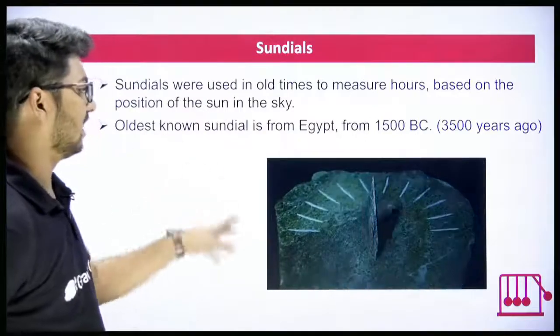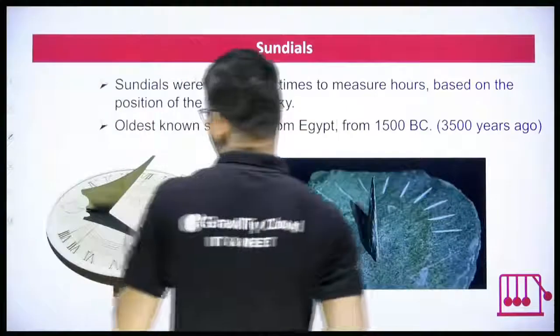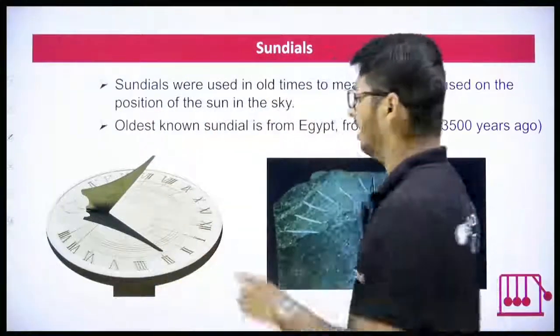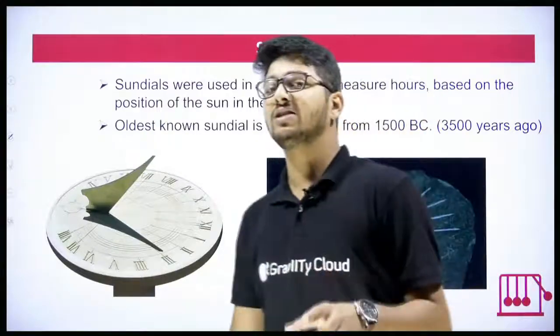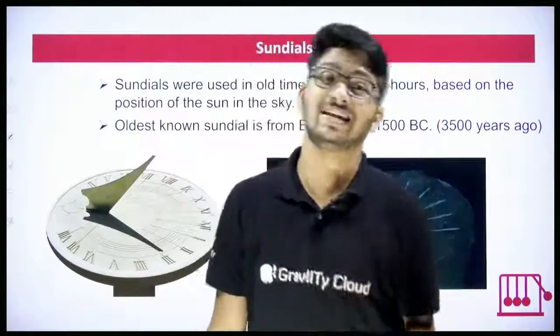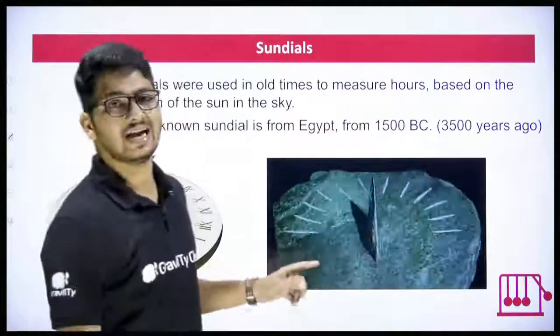What is that? You can understand that by looking at this. Or look at the image here. This is what it will be. So it all depends on the shadow. See, look at the shadow here. Now that shadow will change depending on where the sun is in the sky. Look at this. This is a sundial.